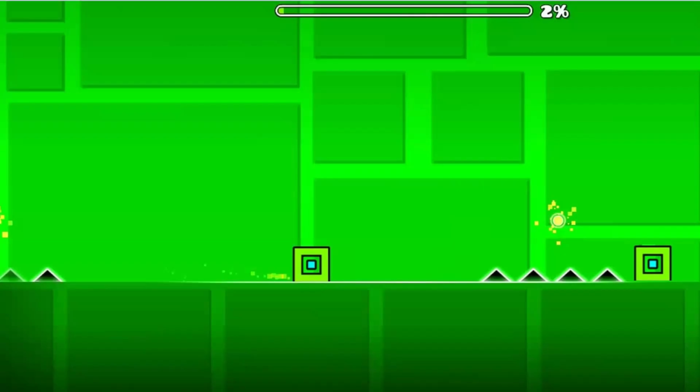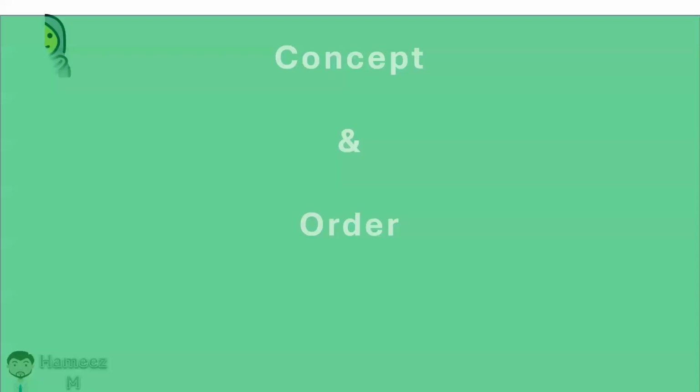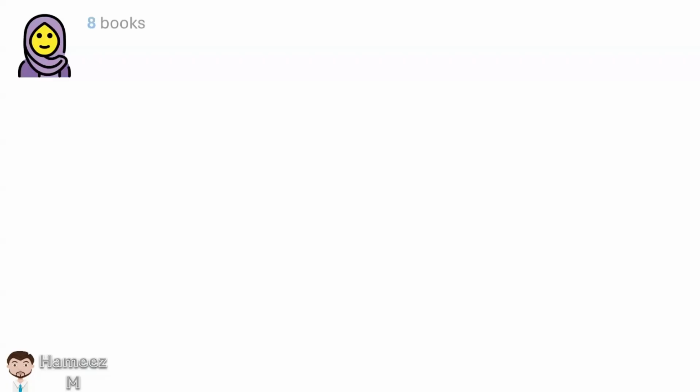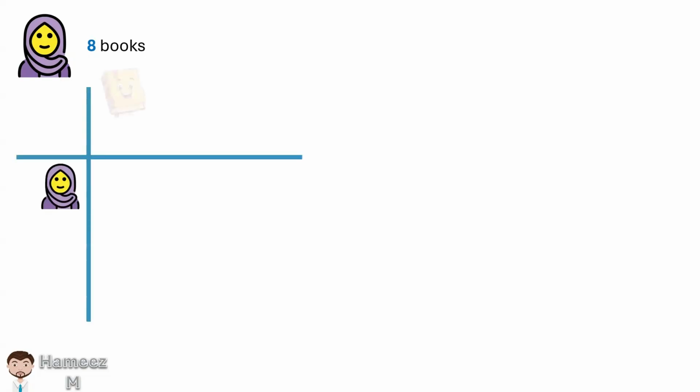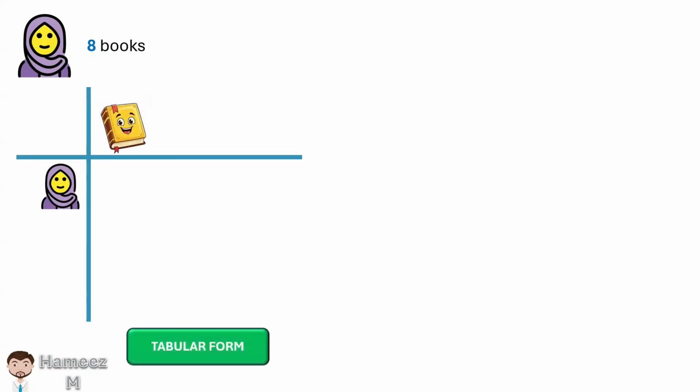So the idea of matrices, which seems to be giving some of the students problems, we will start with remembering what the concept is and the order of matrices. So let's use a typical example. Let's look at Sarah here. Sarah wants 8 books for school. So we can put that information in a table, a tabular form. And of course, for books, we will have 8 of them.